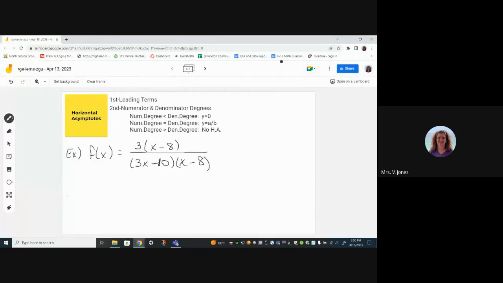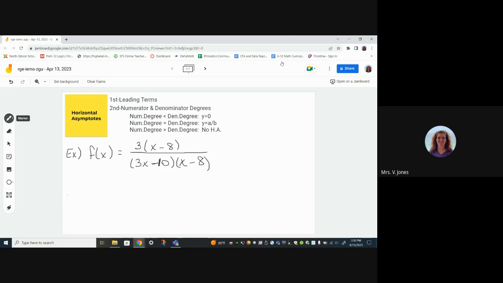Right, so now we're going to talk about horizontal asymptotes. The first thing you want to do here is figure out what the leading terms of your numerator and your denominator are. After you do that, you can figure out what the numerator and denominator degrees are. The degrees will determine whether you have a horizontal asymptote or not, and what it is.